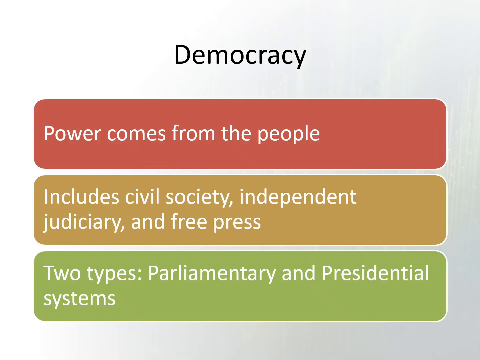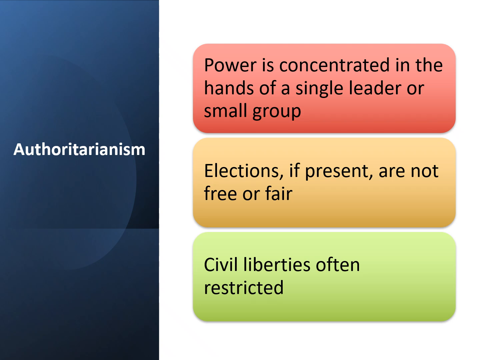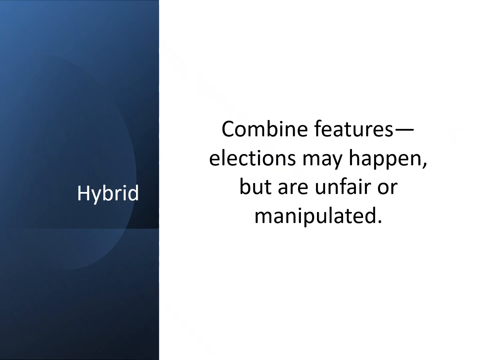Regimes differ in how leaders gain power, how citizens participate, and how rights are protected. Democratic regimes feature competitive elections, civil liberties, and rule of law, while authoritarian regimes concentrate power in the hands of a few and limit opposition by corrupting elections and limiting civil liberties. Hybrid regimes combine features of both democratic and authoritarian. The elections may happen, but are unfair or even manipulated.